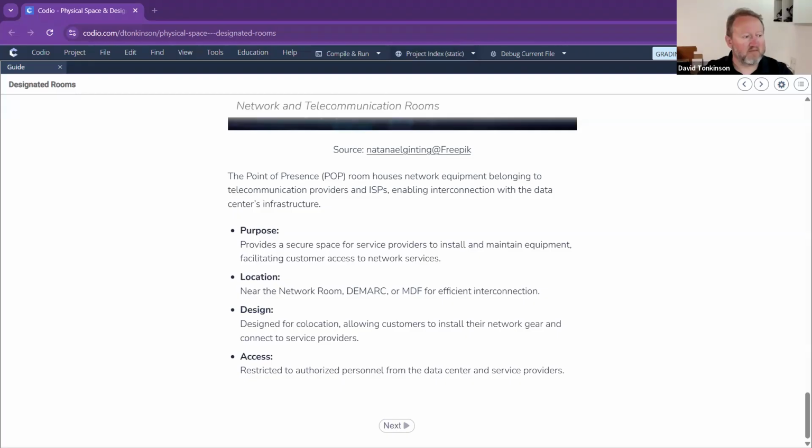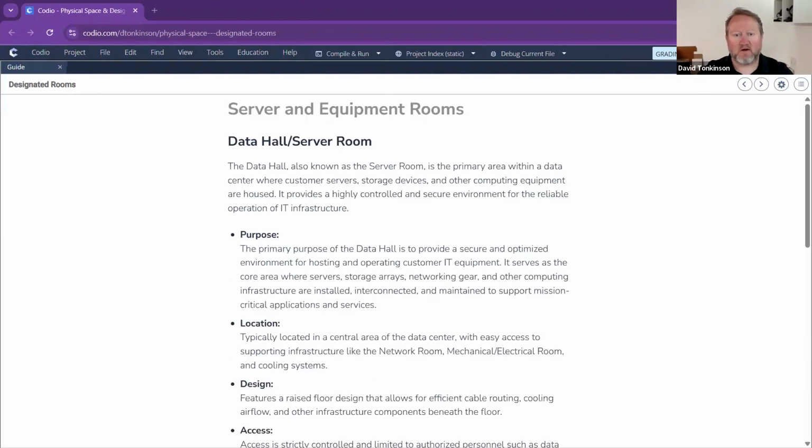Welcome back, everyone. I hope you had a chance to have a comfort break or get a coffee and apple. We're going to continue on with our designated rooms discussion. Okay, let's start off with a set of thumbs for everyone that can see the server and equipment room.